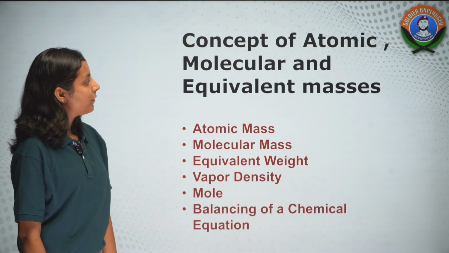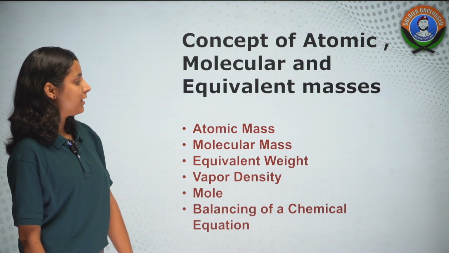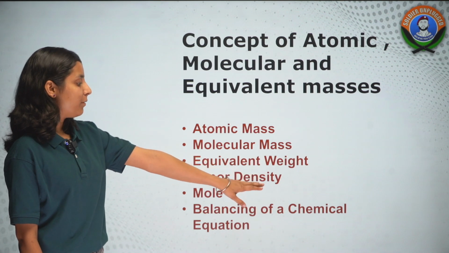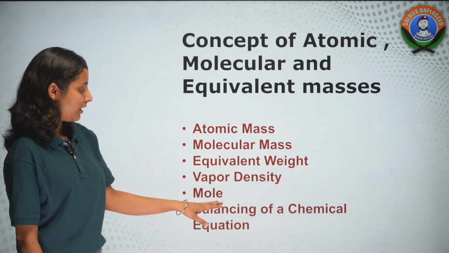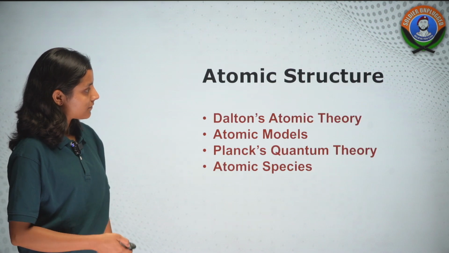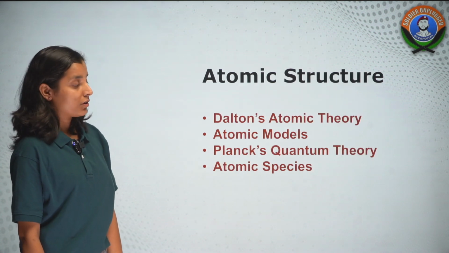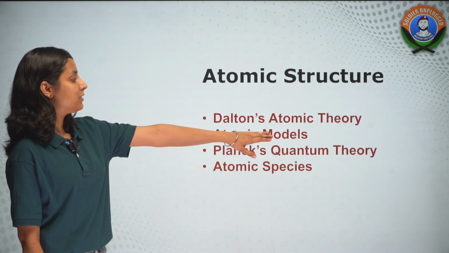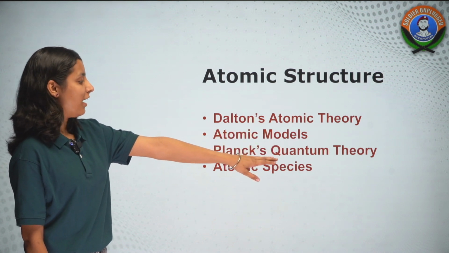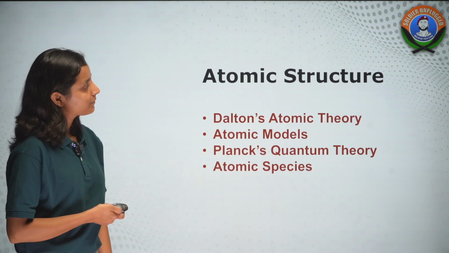Then we have atomic, molecular and equivalent masses. In this we'll talk about atomic mass, molecular mass, equivalent weight, vapor density and mole concept. Then we have balancing of a chemical equation. Now let's talk about atomic structure. In this we'll talk about Dalton's atomic theory, atomic models, Planck's quantum theory, and atomic species.